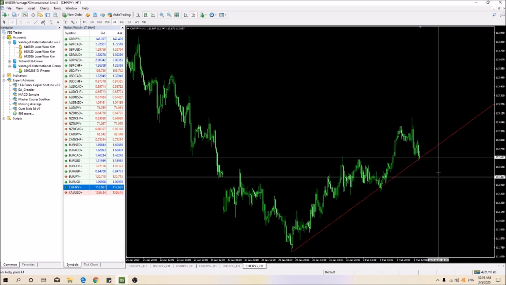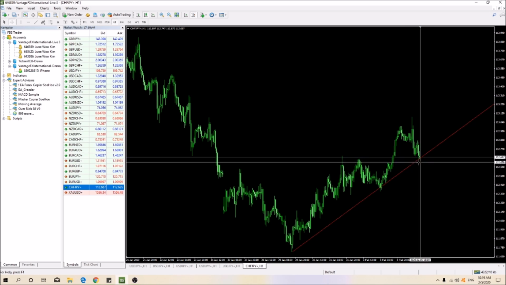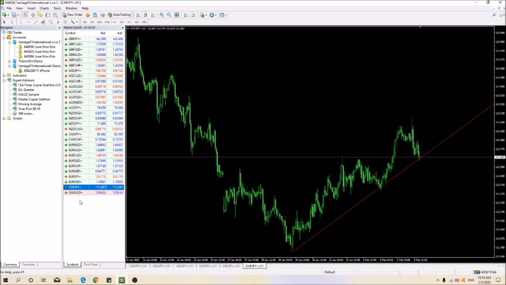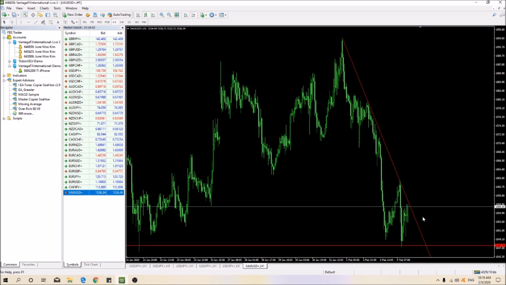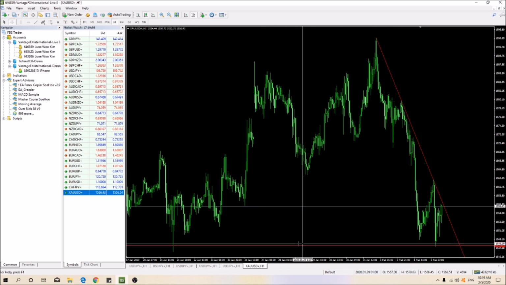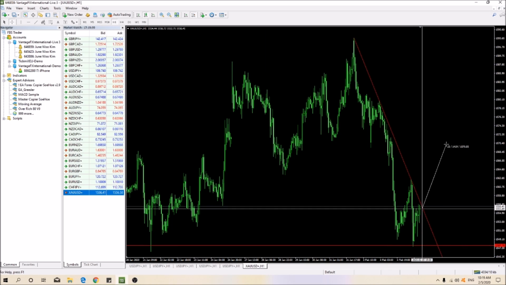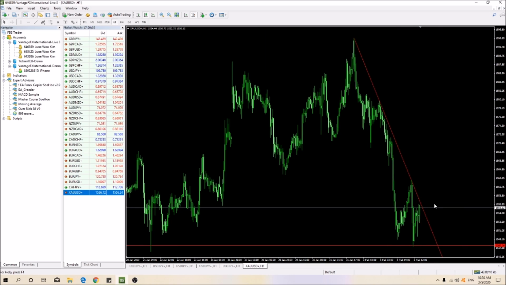CHF JPY, same thing here. If it breaks through this trend line, we can see movement to the downside. If we don't, we can see price continuing going up. Gold, same thing with gold. It looks like it touched a key level of support, and it does look like it's going to break through the trend line and go on a bullish move. So that is all the technical analysis for today.